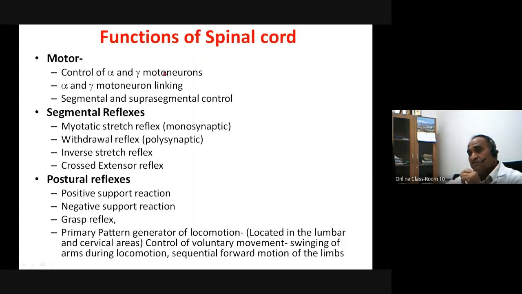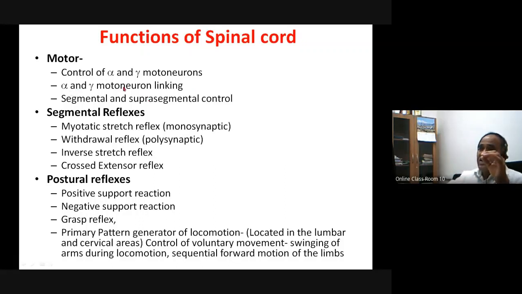These intrafusal fibers are governing the sensation. So that's the sensory input. That means they detect the stretch. So these are the intrafusal fibers, supplied by the gamma motor neurons. Then the spinal cord links both alpha and gamma motor neurons.